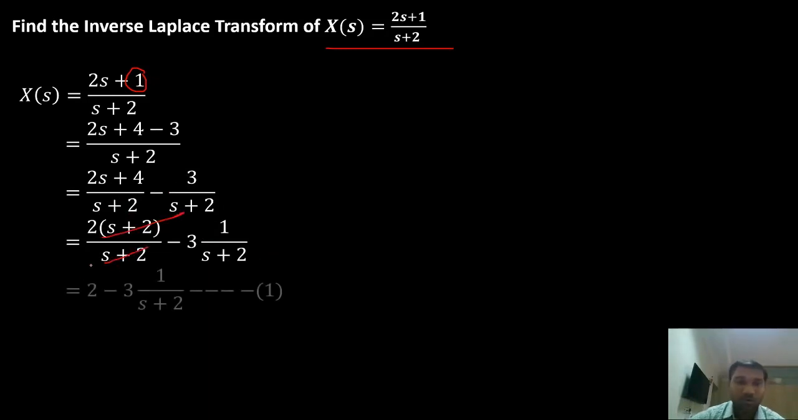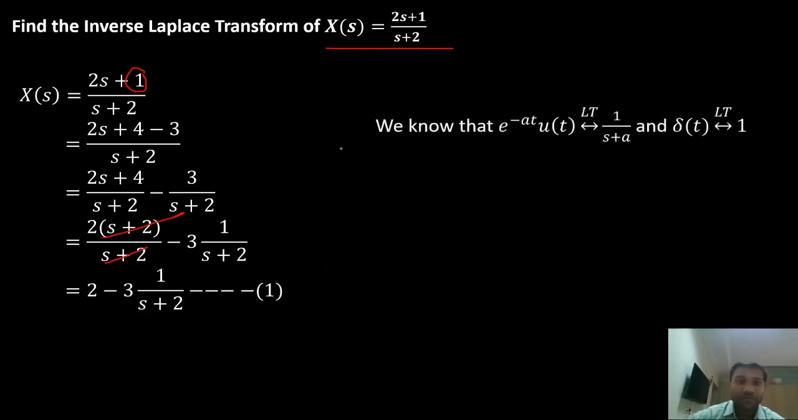I have 2 minus 3 into 1 by s plus 2. This is my equation 1. I am considering this as equation 1. Now this is the standard Laplace transform pairs we know, right? The standard Laplace transform pairs that we know are e power minus a t u of t with Laplace transform 1 by s plus a and delta of t with Laplace transform 1.